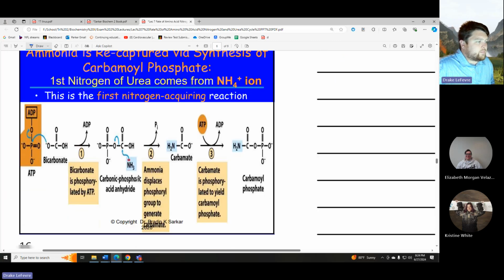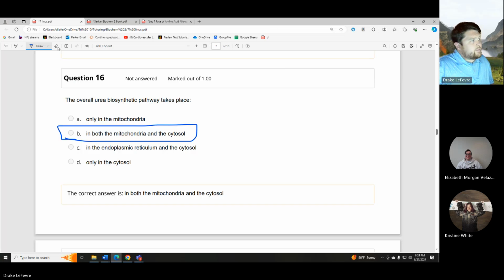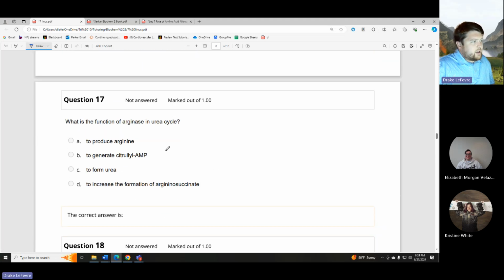So our very first step is our ammonia gets acted on by our CPS1, the carbamoyl phosphate synthetase, to make the carbamoyl phosphate. I'm going to keep trying to drill that home. Do it as many times as you can.